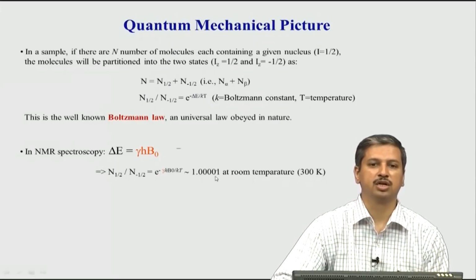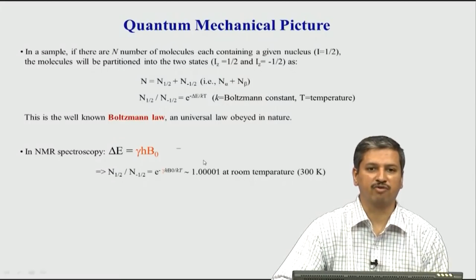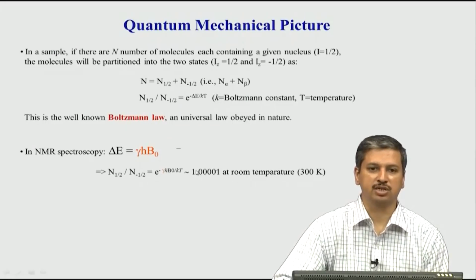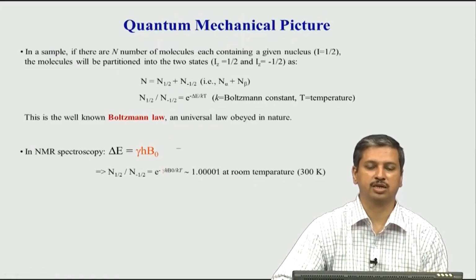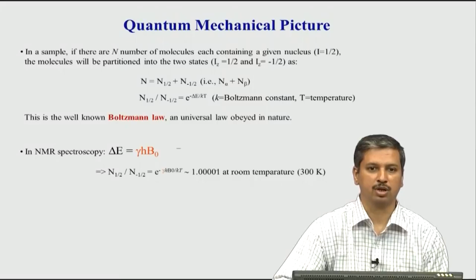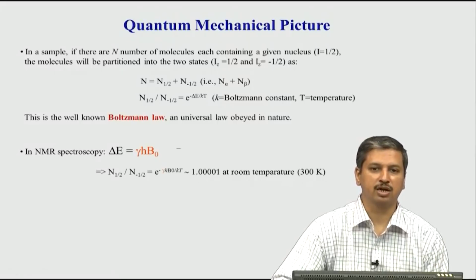What it means is that the alpha and beta states are almost equally populated, though not exactly equal. So, the difference between the ground state and the excited state is very small. Now, if the difference is small, remember according to the previous slide, the absorption of energy is also small. If the difference is more, the absorption is more.